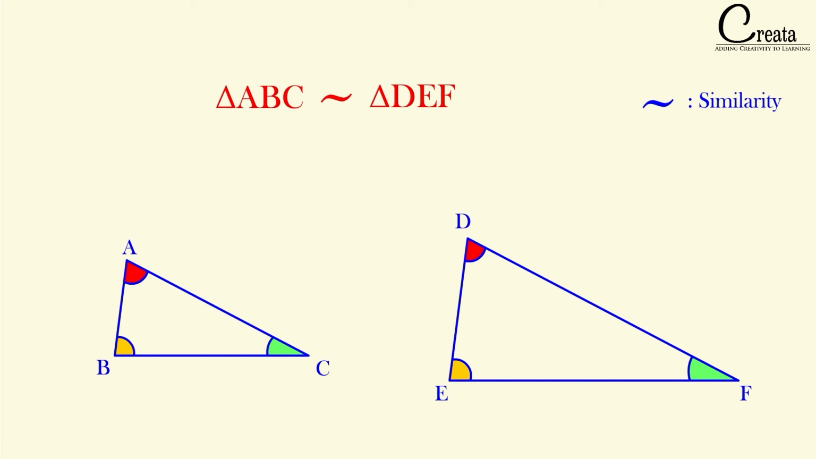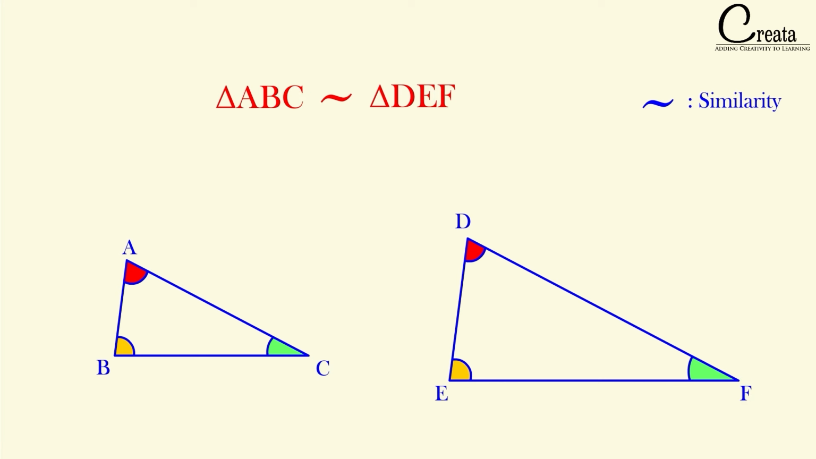The point to be noted here is that the corresponding angles should be in the same order. Here A and D are the corresponding angles, so they should match each other. B and E are the corresponding angles, so they are matching, and C and F are the corresponding angles, so these two angles are matching.